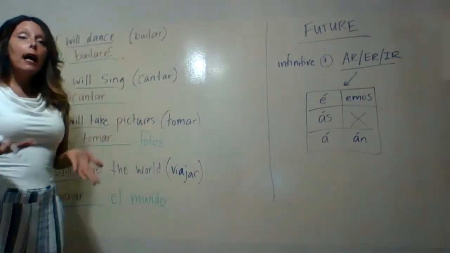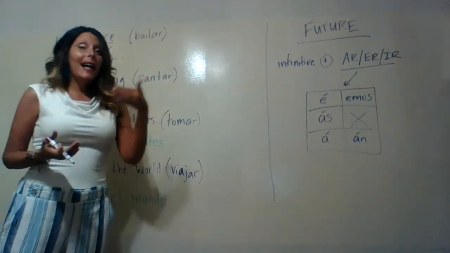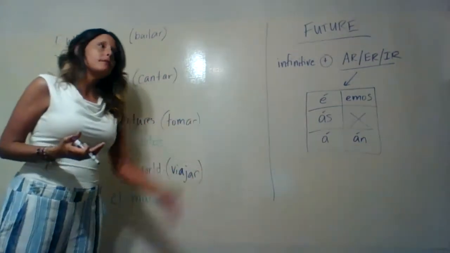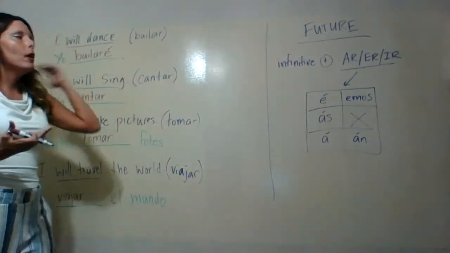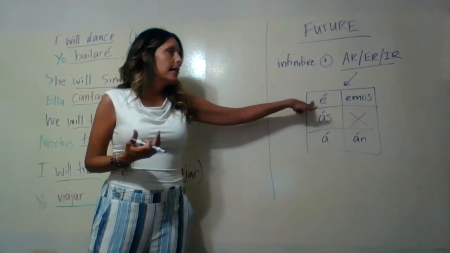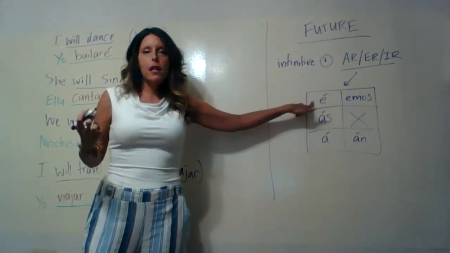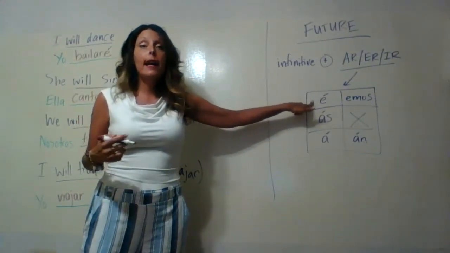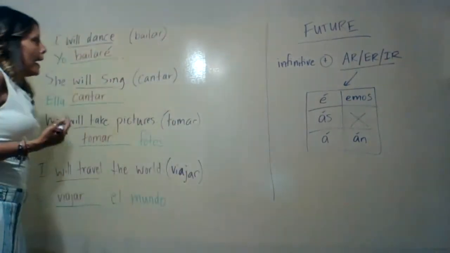So how do you say I will dance? Yo bailaré. Make sure that when you're putting the accent mark on the appropriate ending, the E, that you're also emphasizing your voice at the end there. So bailaré. I will dance.